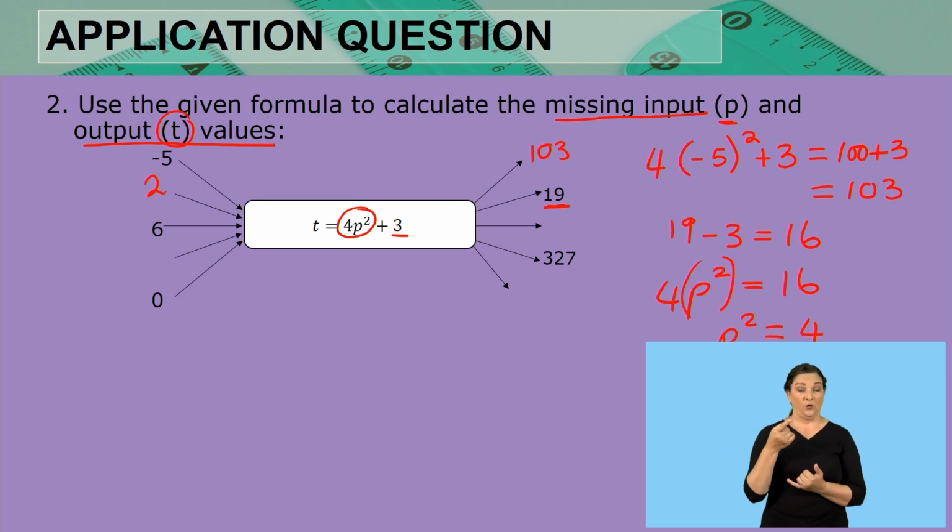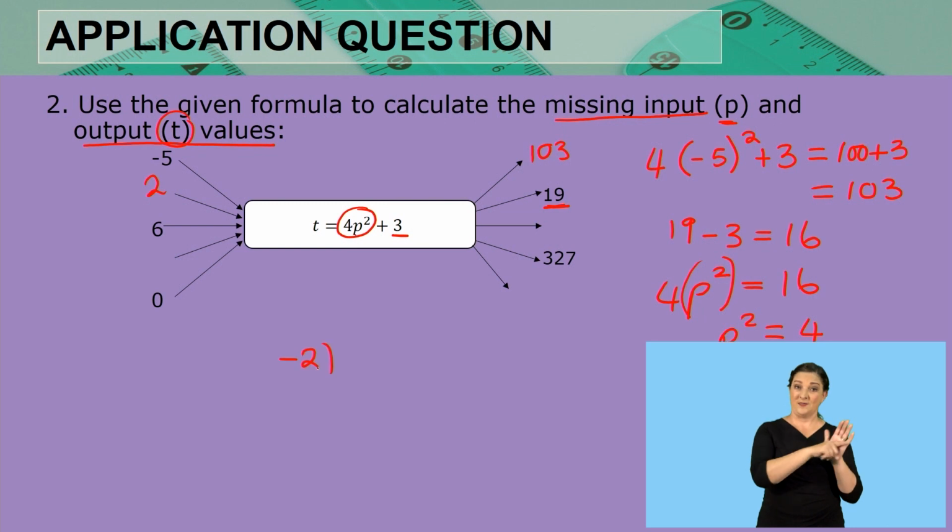But remember, when we are squaring numbers, we know that there is a possibility of a negative number and a positive number. In this case, when we said, what number do we square so that the answer is 4? Yes, you are correct in thinking of 2, but another possibility is the negative 2.